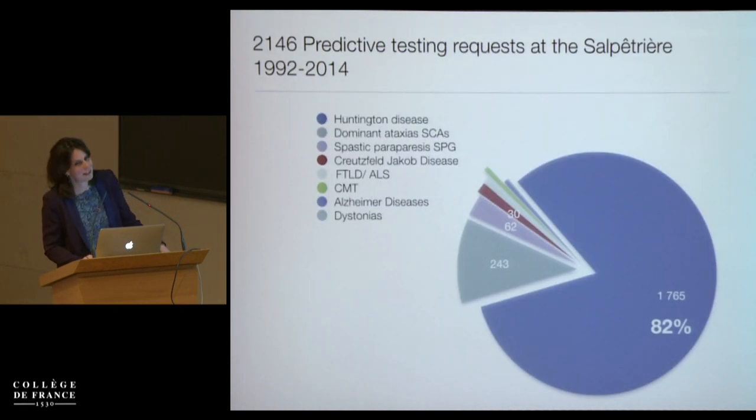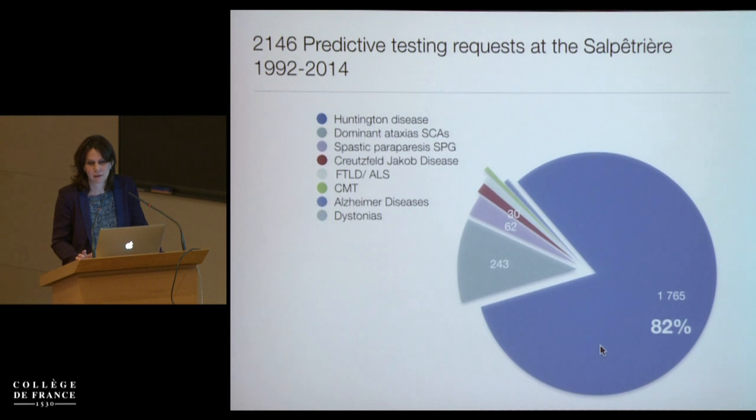So I told you that predictive testing is a frequent request, and just to give you some figures, even if it's a long period here, which I show you just in our center at the Salpêtrière, still we have 2,000 requests, let's say, and 82% are for Huntington's disease. All the others are later. I mean, the C9orf72 gene for the ALS and the motor neuron disease, it's like this now. So I see a lot of people coming in for this. So it will probably take over, but time is important for people being at risk.